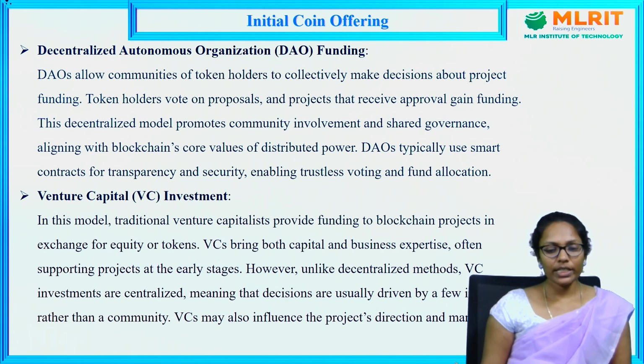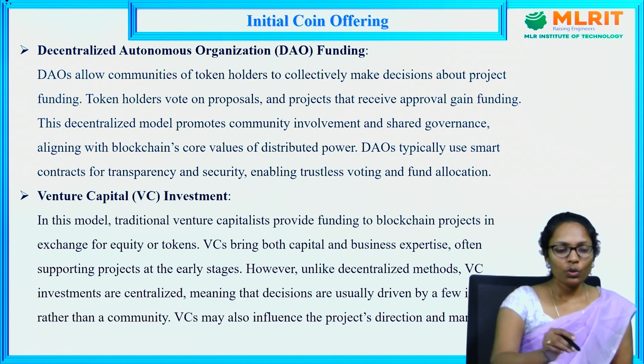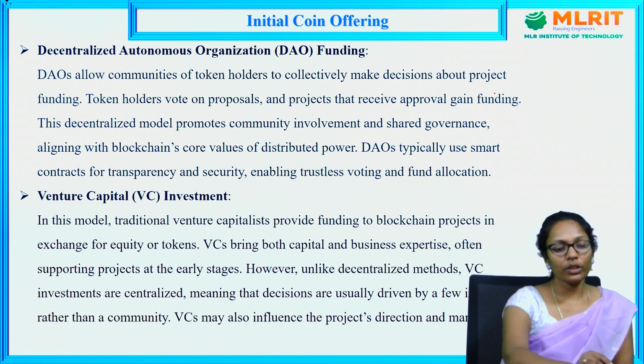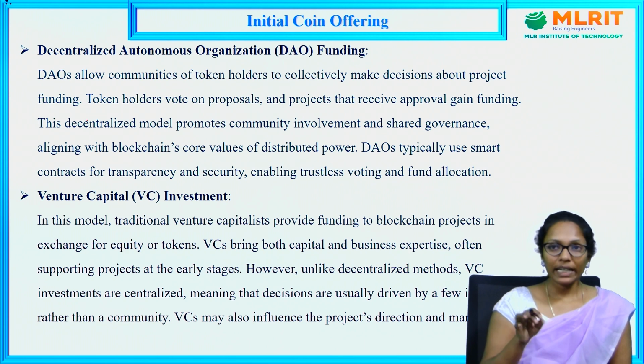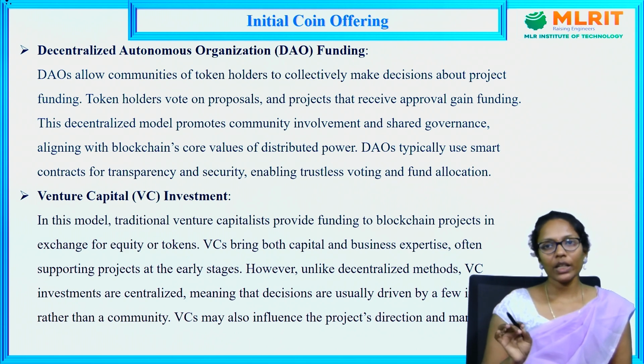Next is DAO funding, decentralized autonomous organization. As the name itself tells, it is autonomous. It allows a community of token holders to collectively make decisions about the project funding. Whoever is investing or involved in the project has equal authority to take the decision about the project funding, when to take the funds, after how many days we need to stop the funding, what the plans are about this project, everything. They can take the decision combinedly, not an individual person.